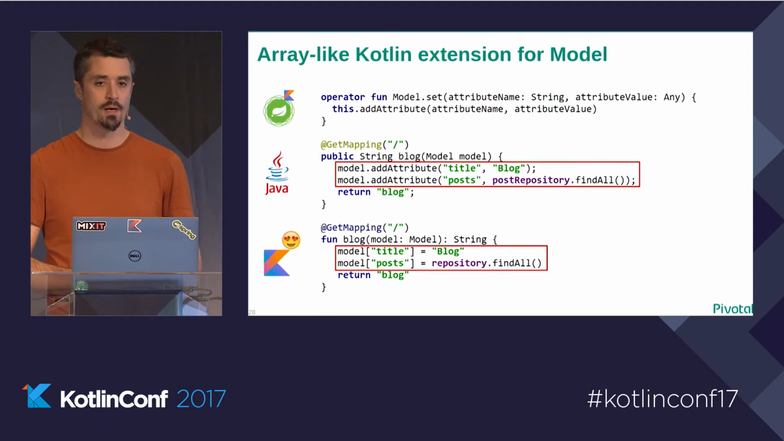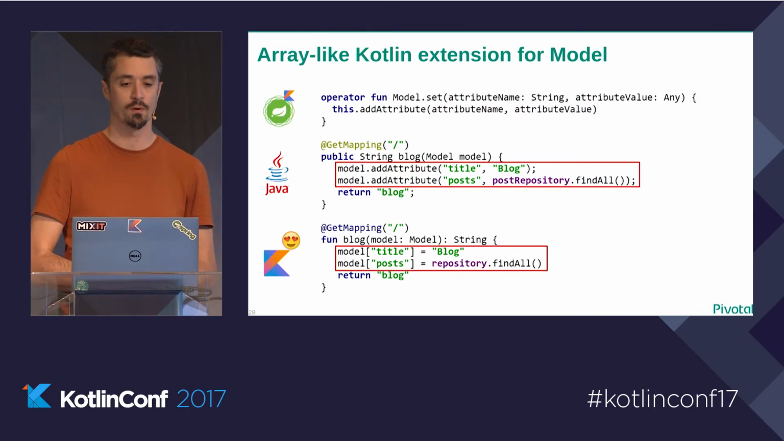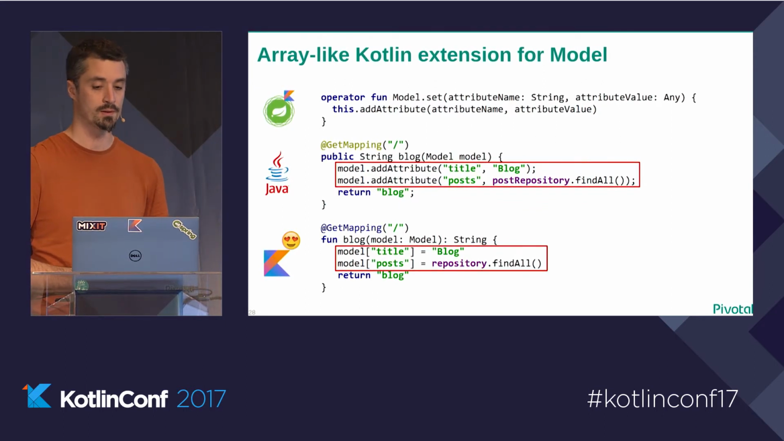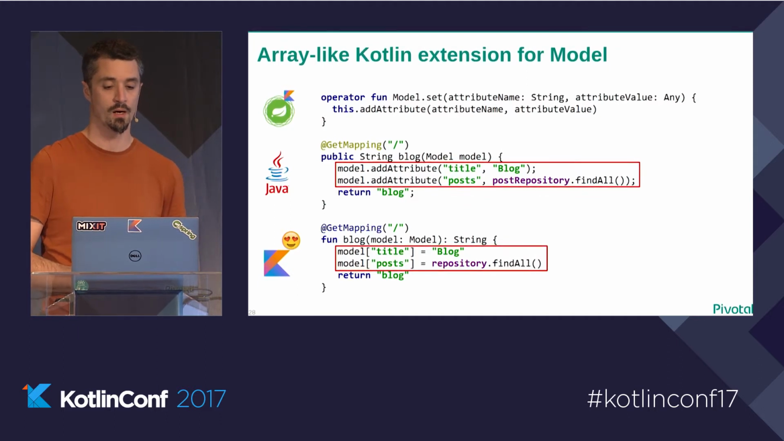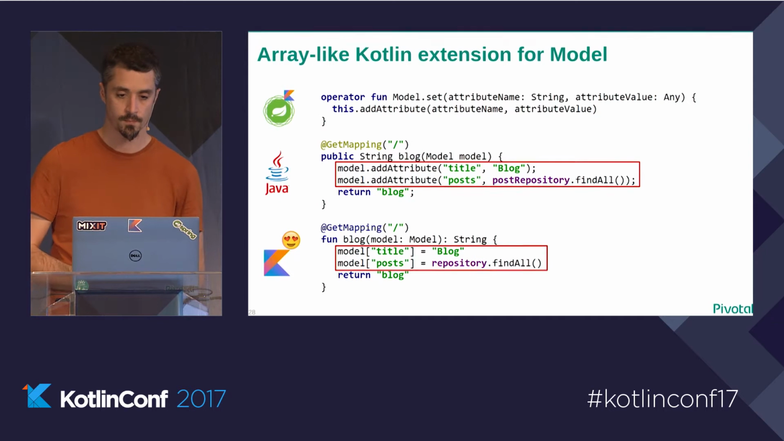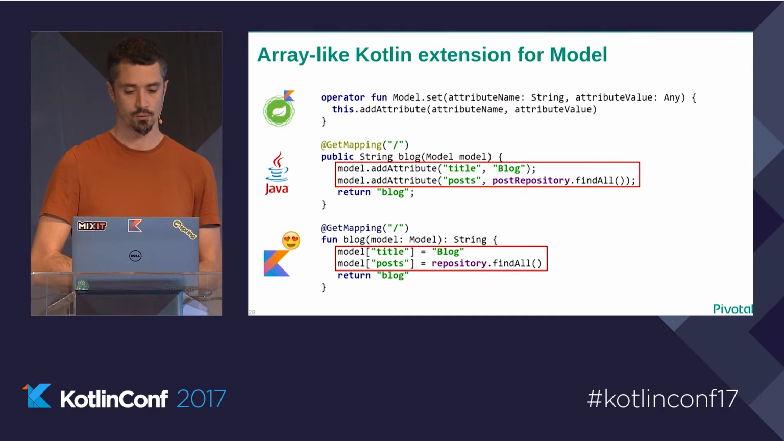We provide various extensions of the Spring Framework API, and I won't detail everything today. But for example, we provide this kind of array-like Kotlin extension for the model. So we ship this Kotlin code directly. You can see we provide an extension to Model where we add a set operator, which directly calls addAttribute. We ship that in the Spring Framework jars. And when you are writing your Spring MVC view, you can use this nice array-like syntax in your Kotlin code.